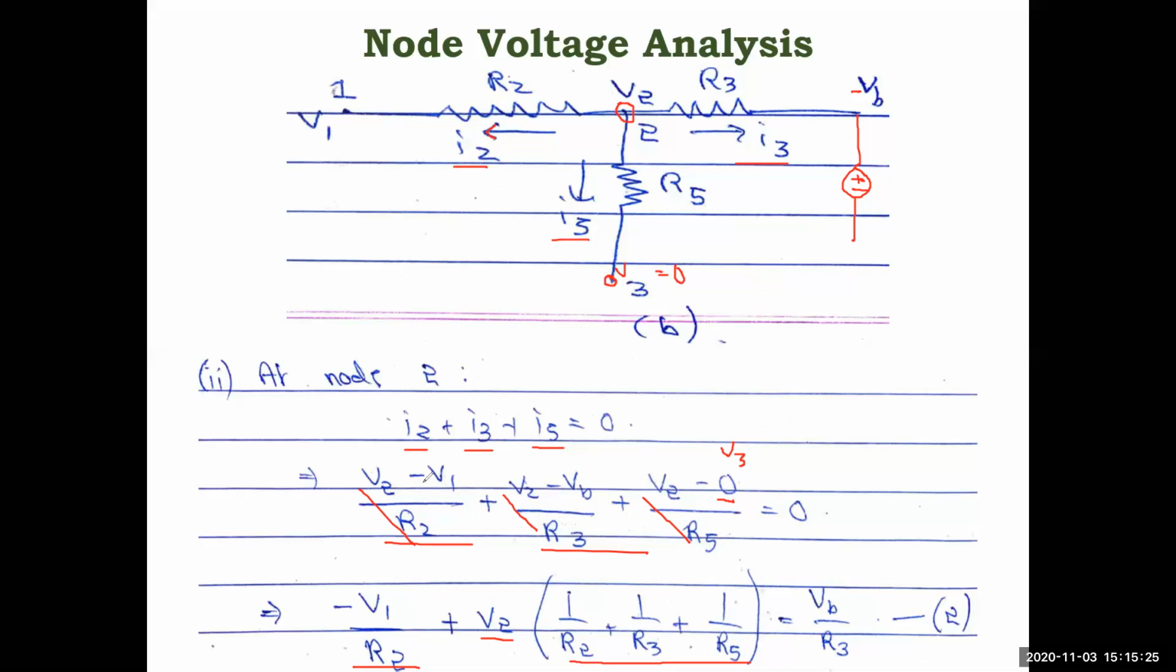What is I2? V2 minus V1 by R2. So V2 and V1 should be known, right? In the same way, here also V2 minus VB by R3 is the I3 current, where VB is already known. That is a constant, given maybe in the network. V2 is not known, that we have to calculate. So from the node voltages, we are able to find the branch currents also. This is the idea of node voltage analysis.